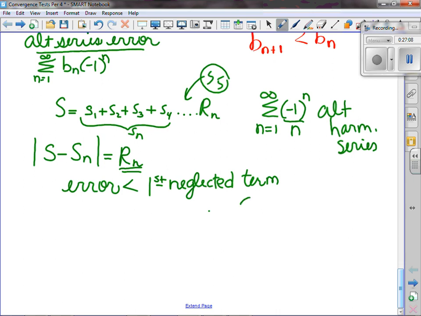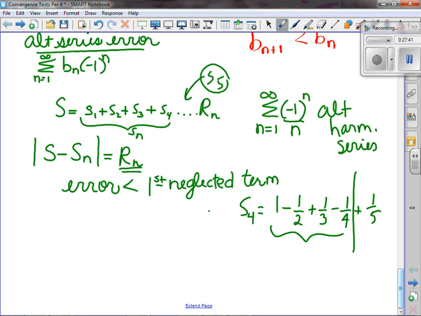The sum, let's do the first 4. So the first 4 is -1 to the first power. So it's 1, and then the sign's going to alternate, minus a half, plus a third, minus a fourth. Then all the other ones, what's the next term? 1/5. The difference between the actual sum of the series and adding up these first 4 terms will be smaller than 1/5.